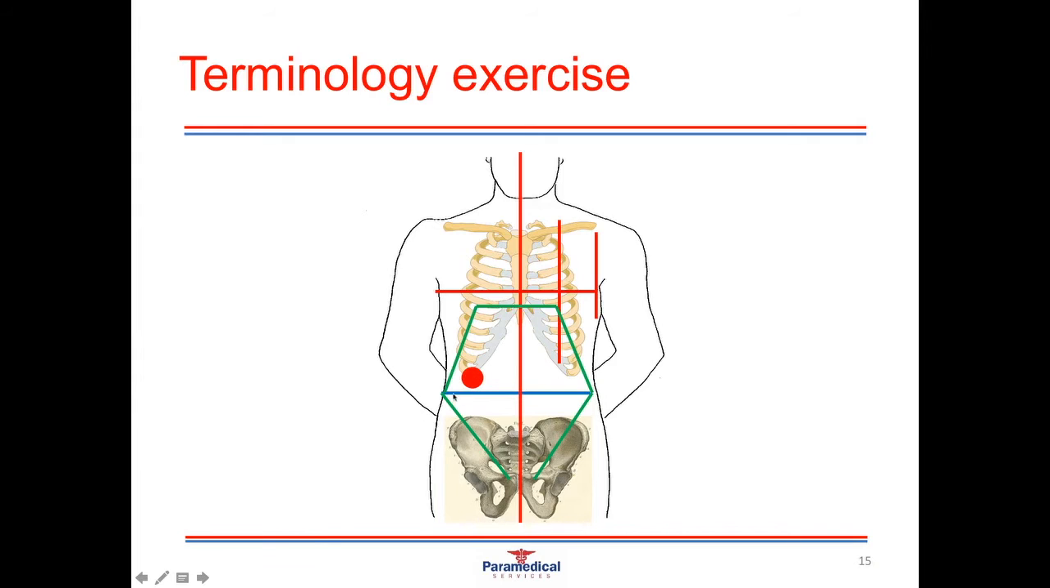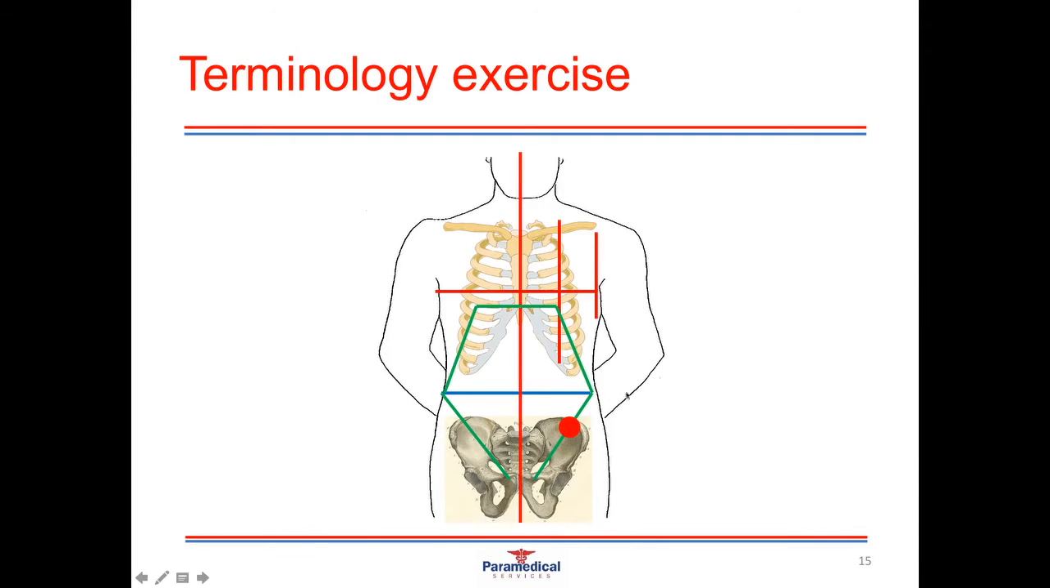So this dot over here is closest to the umbilical line. We could say that it was 1 centimeter superior, or above, the umbilical line, and it's about 4 or 5 centimeters lateral to the medial line. So we'd state overall that this location is in the right upper quadrant, 1 centimeter superior to the umbilical line, and 5 centimeters lateral to the medial line.